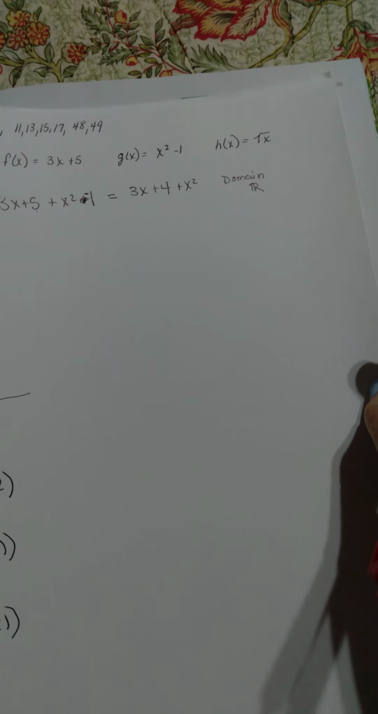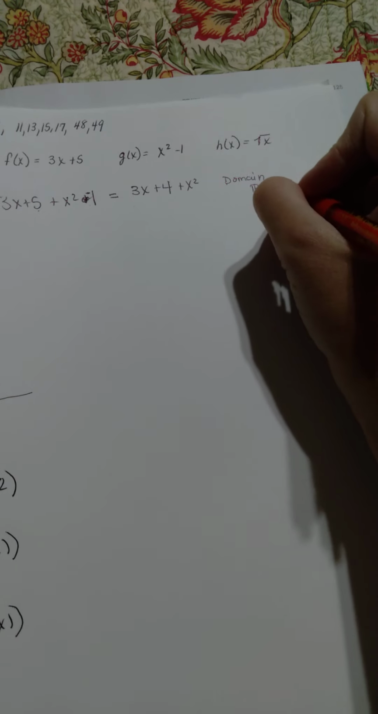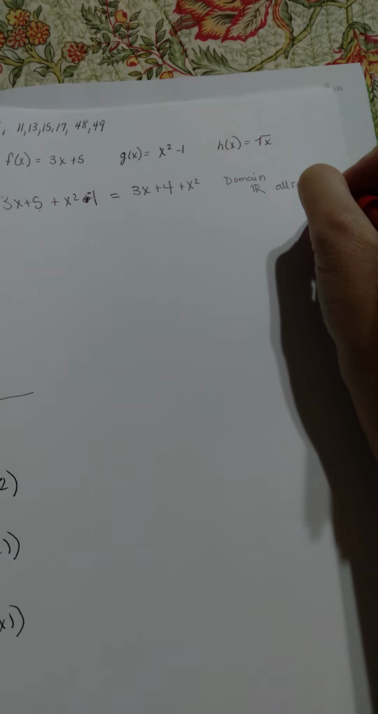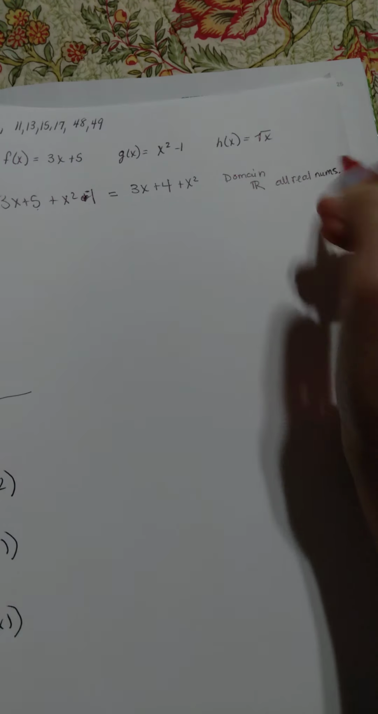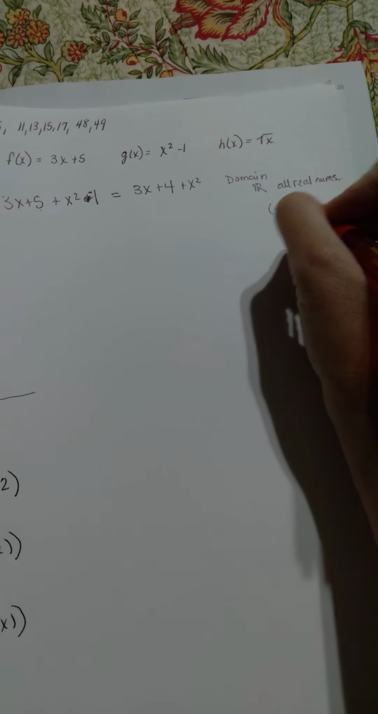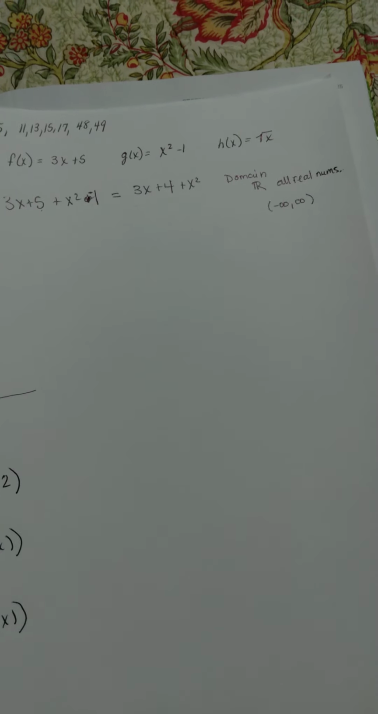We can do that little symbol. We can physically write out all real numbers. We're going to abbreviate because I'm running out of space on a little paper here. Or we can use interval notation, negative infinity to infinity, whichever way makes you the happiest.